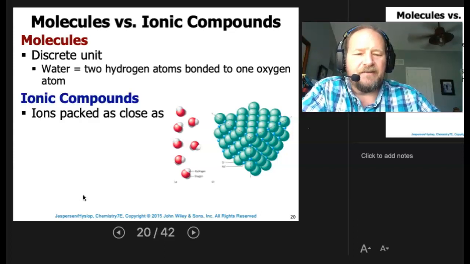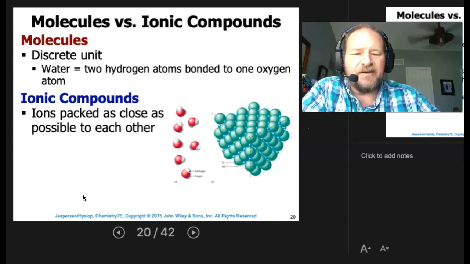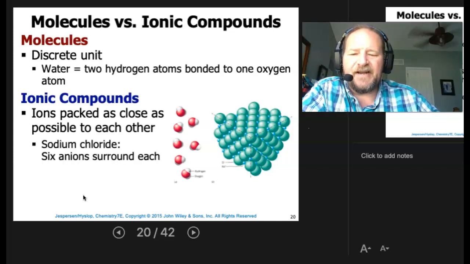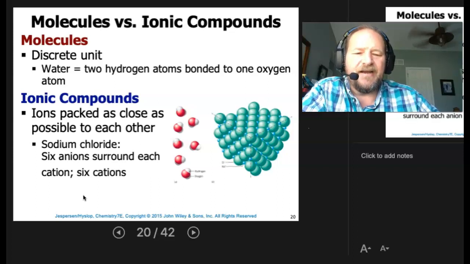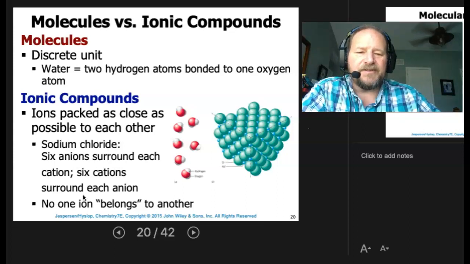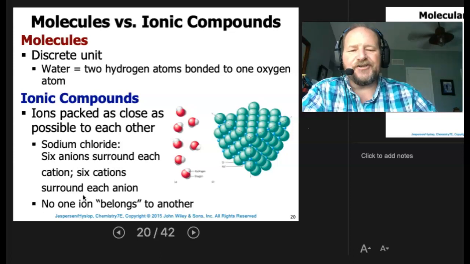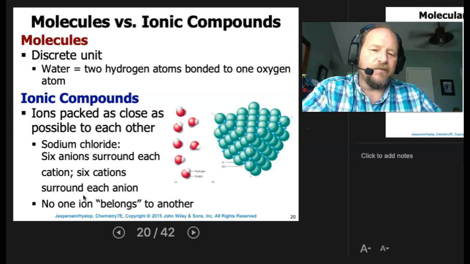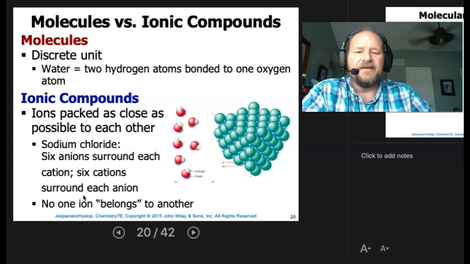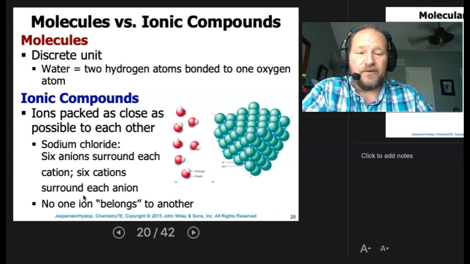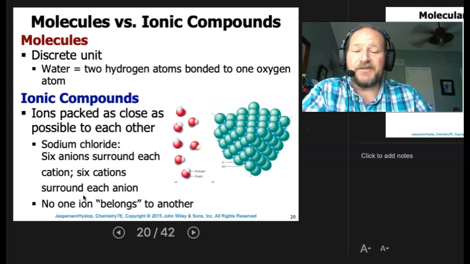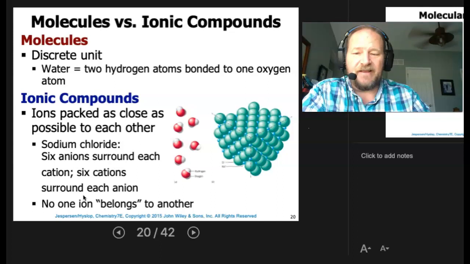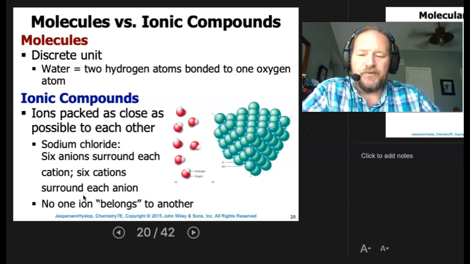For the ionic compound, they're packed as close as they can possibly get to each other. So for instance, sodium chloride would be 6 anions surrounding each cation, and again 6 cations surrounding each anion. No one ion belongs to another. In other words, there's no true connection between the ions themselves. Okay, so it's not like this sodium is connected to that chlorine, right? Hopefully that makes sense. The sodium is in the center of a bunch of chlorines, and each chlorine is in the center of a bunch of sodiums, right? We don't know whose electron went where. In a covalent bond, a molecule, we do know who's connected to who.